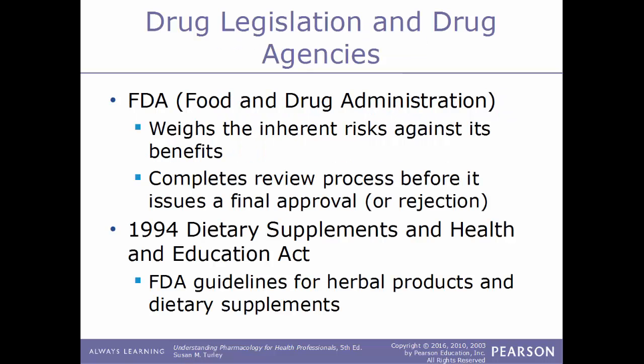The FDA, the Food and Drug Administration, is the group that will weigh the inherent risk versus a drug's benefits. It completes the review process before a final approval or rejection is issued. In 1994, the Dietary Supplements in Health and Education Act was passed, and with this, the FDA has guidelines for herbal products and dietary supplements.